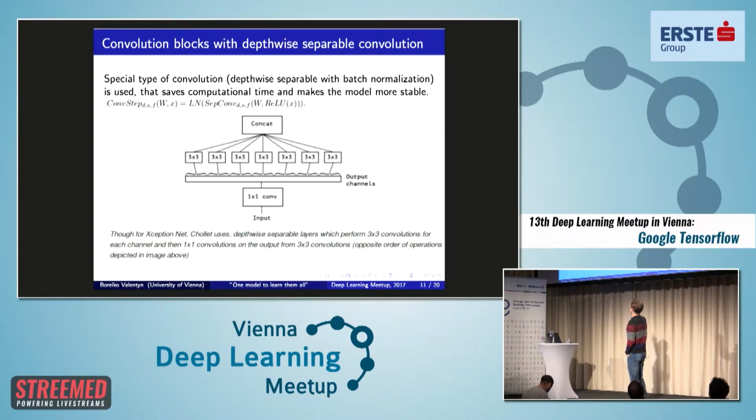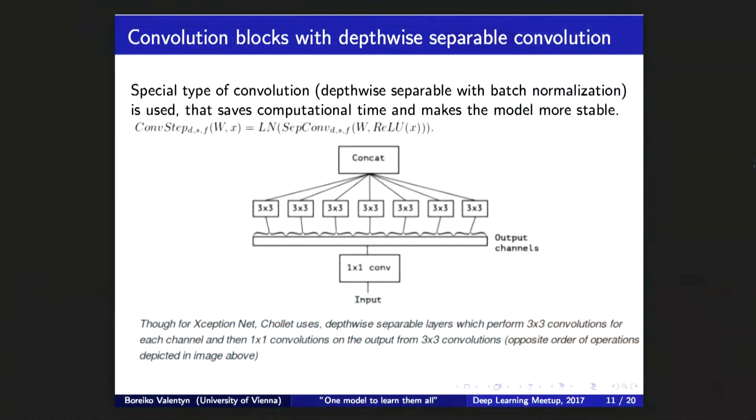This model has a special type of convolution. It's called depthwise separable convolution, and also batch normalization. So it allows a CNN to compute the convolution faster, because we don't have 3D blocks. We have only 2D blocks, 2D filters in our convolution, and also we have batch normalization.